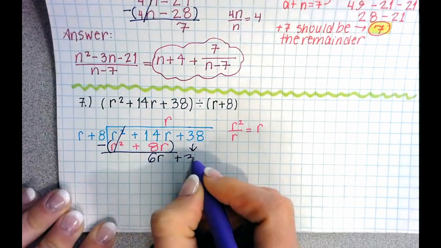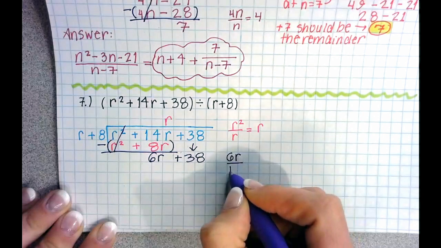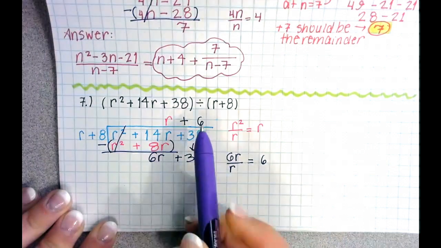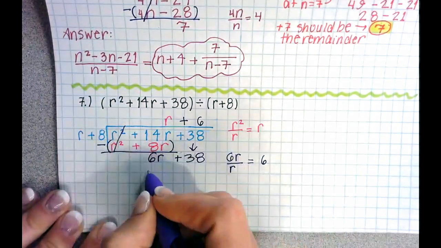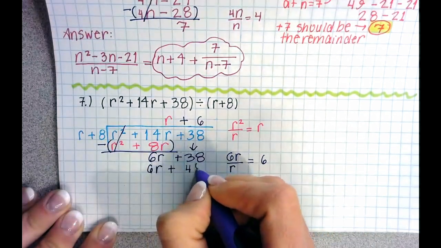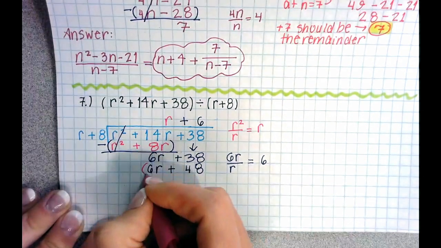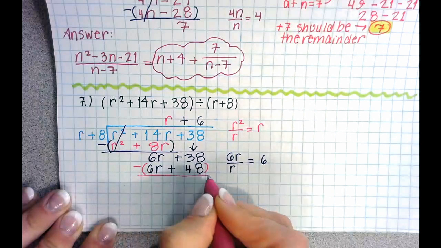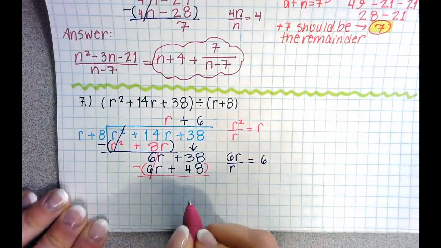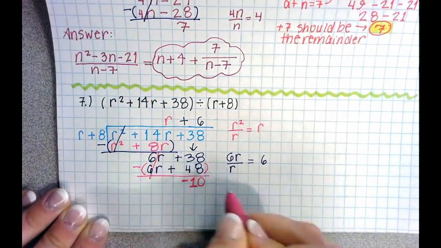Bring down the plus 38, dividing again. 6r divided by r on the outside is 6, plus 6 right over here, multiply that 6 by that right over there. 6r plus 6 times 8 is 48. So parentheses, minus sign, underline, cancel. 38 minus 48 is negative 10. So your remainder should be a negative 10.